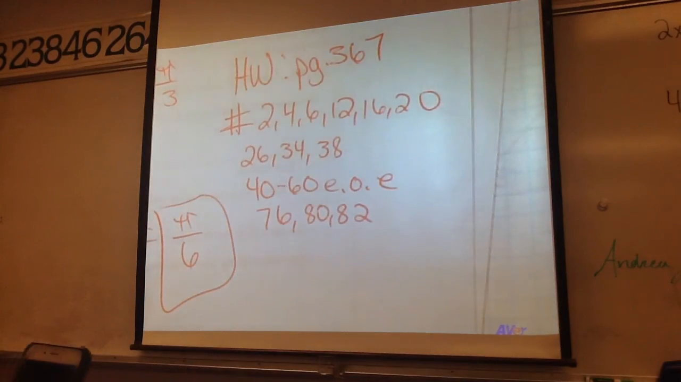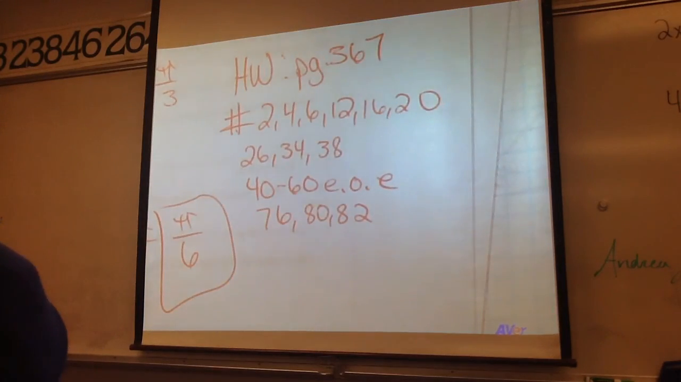So like do 40, and then do 44, then do 48, 52, 56, and 60. Go by 4. Okay, well, that means no problem.